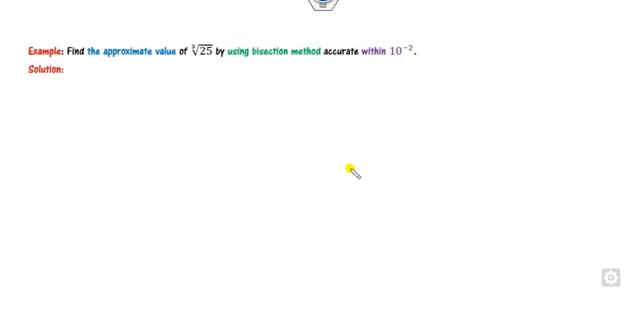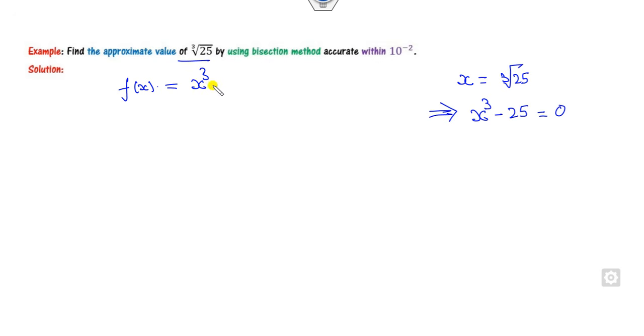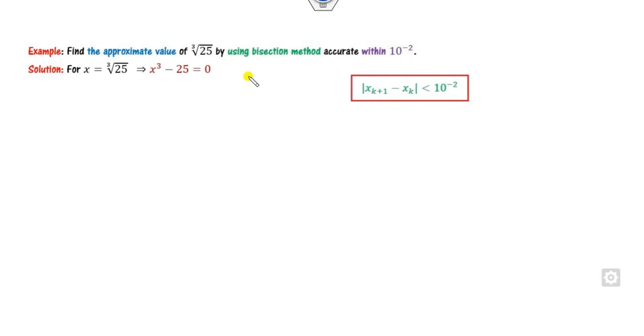Look at this another one. Find the approximate value of this. So how can you find this f of x? That means your target is to find the root of this. I can write this function as x cube minus 25 is equal to 0. Fine. So this is my f of x, x cube minus 25.